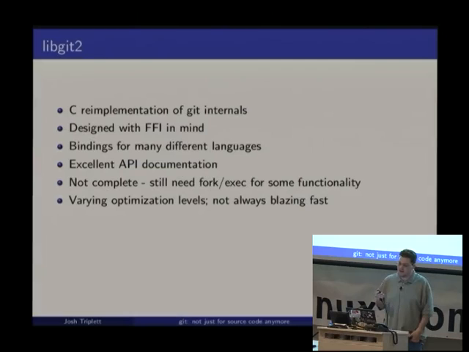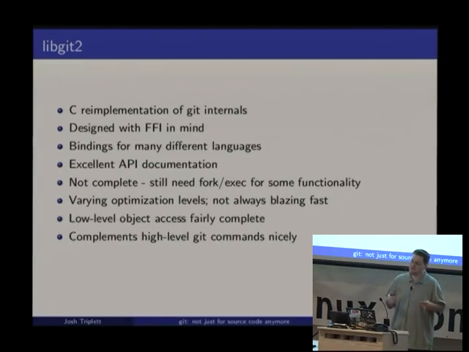But they also tend to fix that over time, and the nice detail about libgit2 is that the low-level object access for blobs, trees, commits, tags, and refs is fairly complete. Actually, it's extremely complete. It was one of the first things that was written, and that access is pretty much as fast as it can be. So that complements the high-level Git commands very nicely.